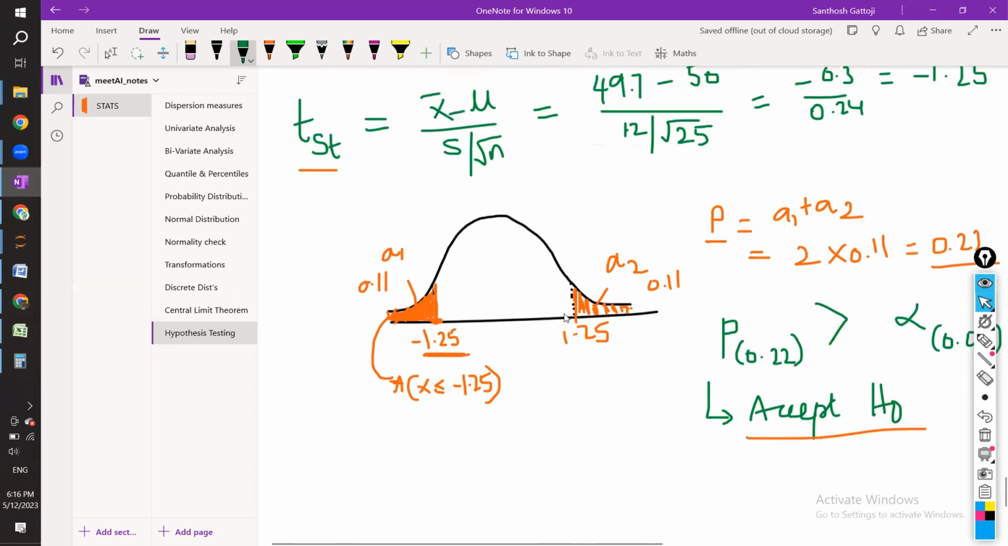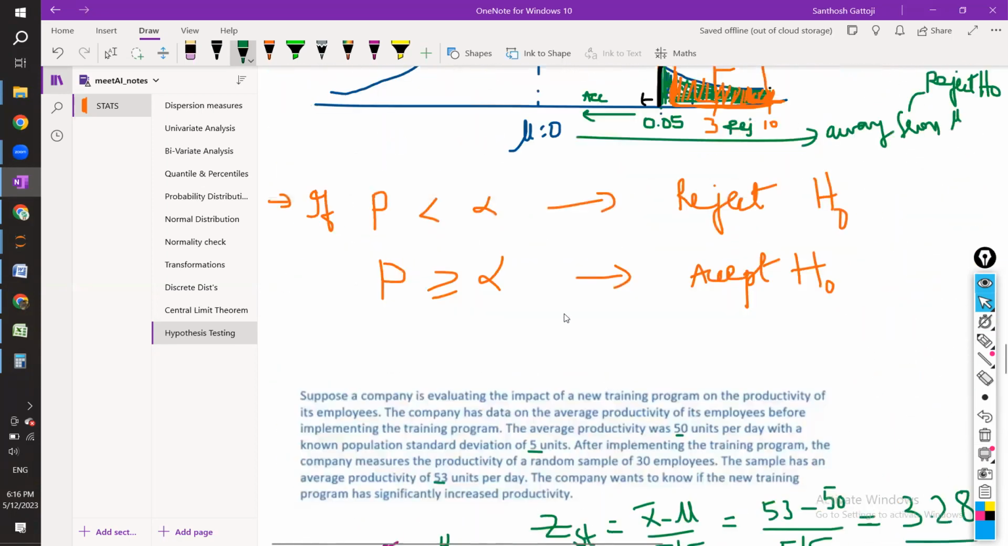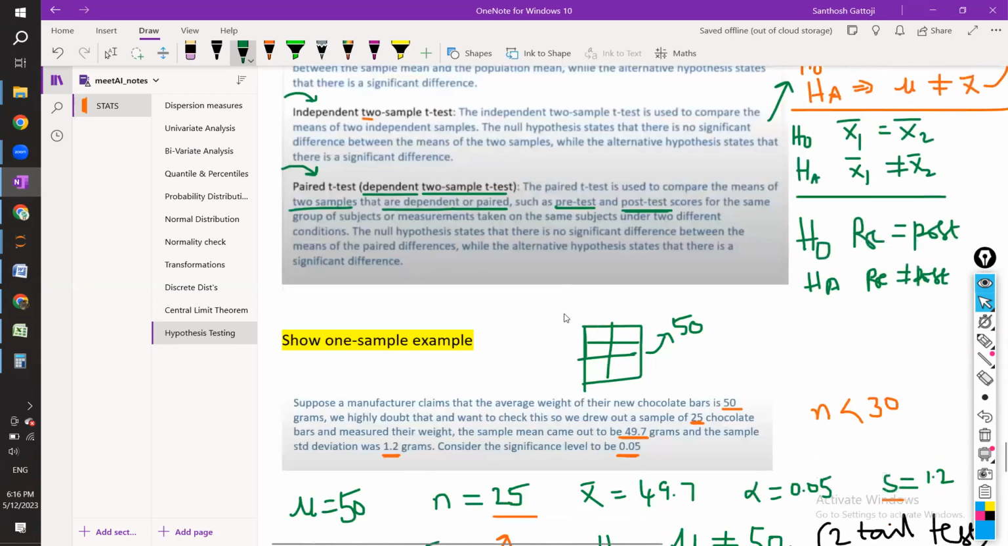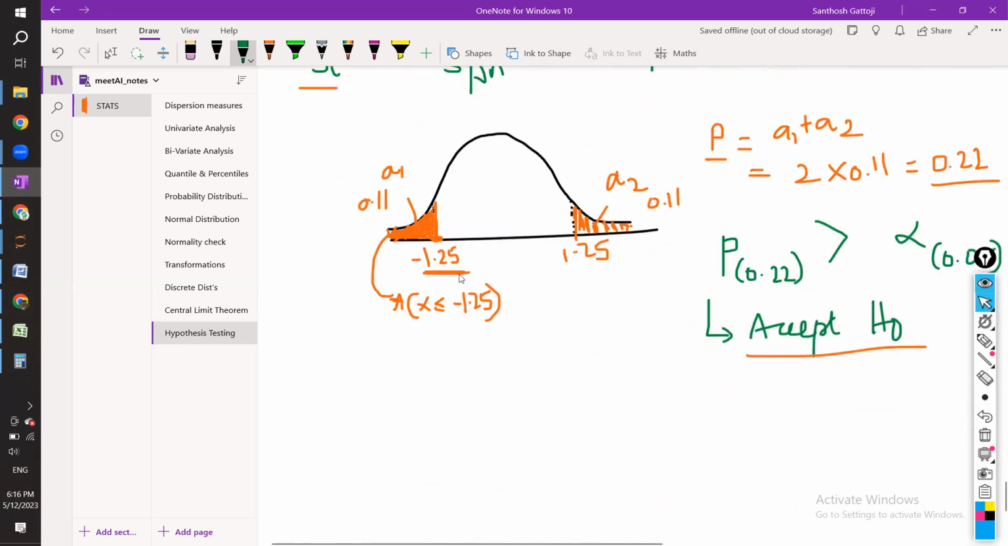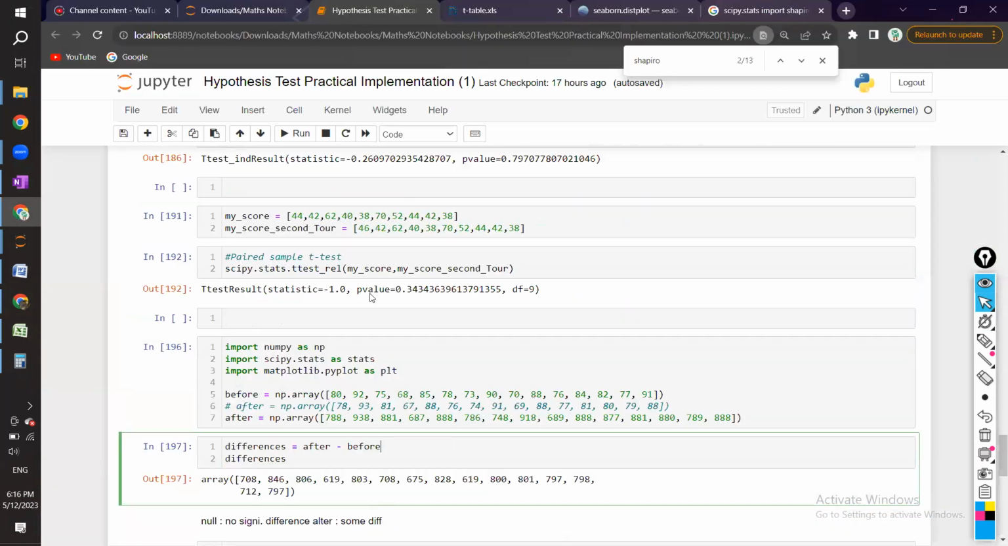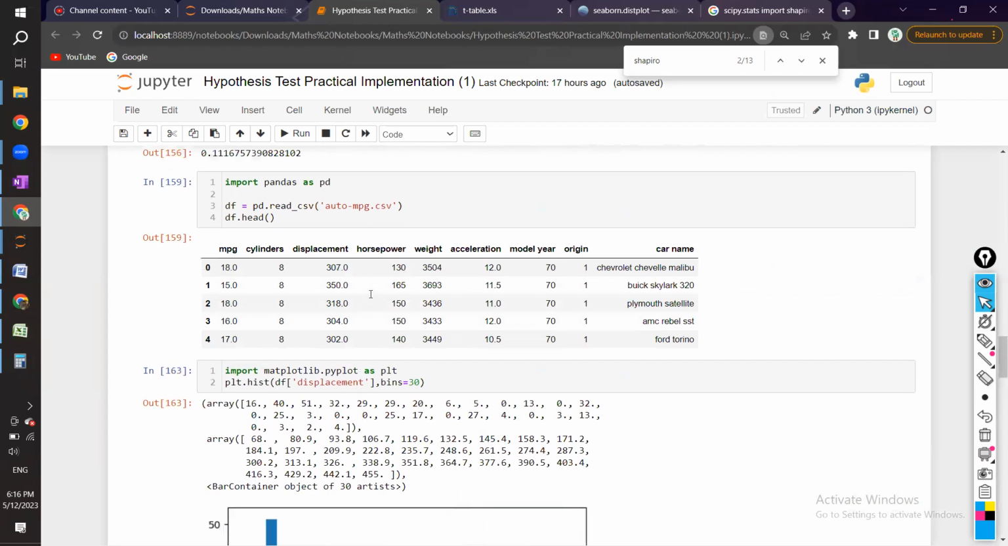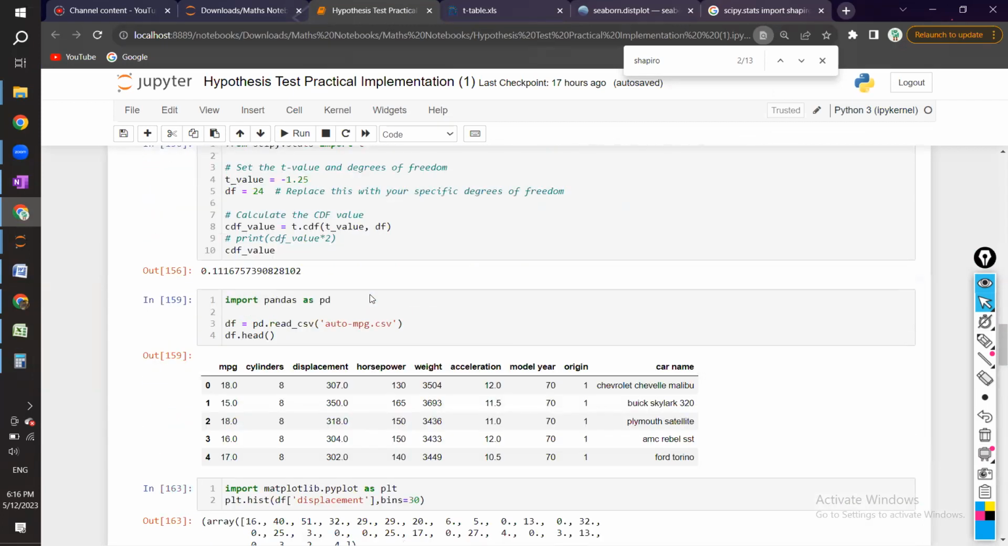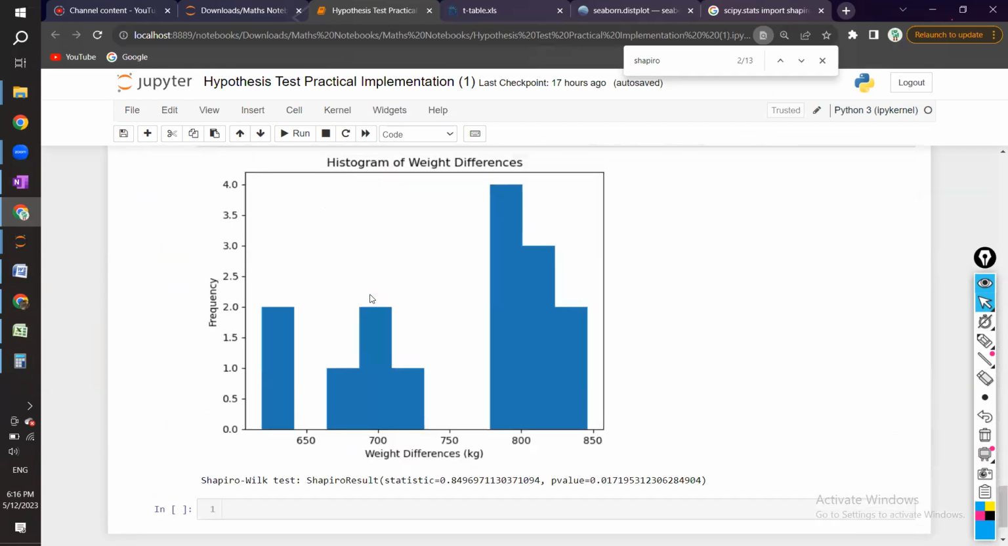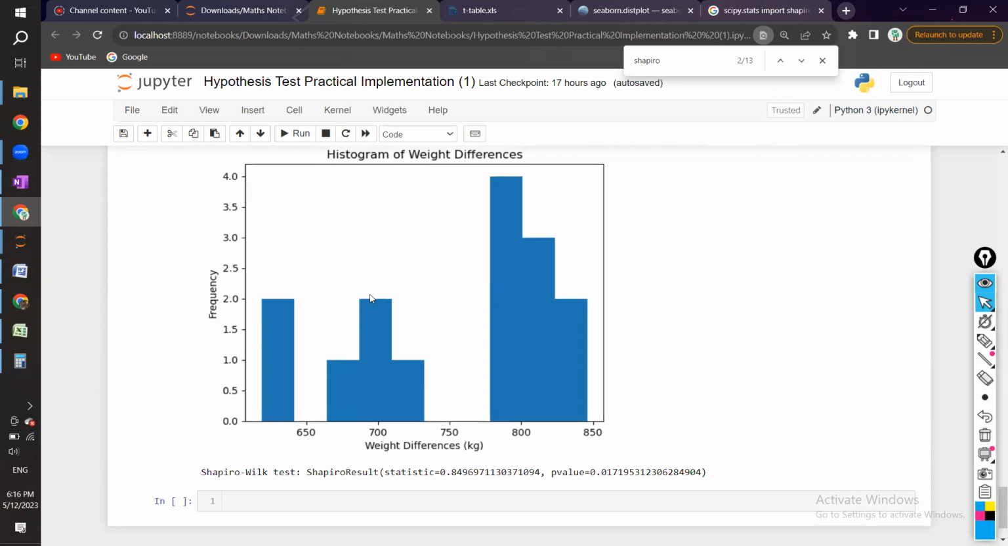Remember, p-value is not related to one single test. That is a general topic. You can use it for the z-test, you can use it for the t-test, and you can use it for the Shapiro test. Different types of tests you can use it with to find out whether to reject or accept the null hypothesis. It is not only related to normal distribution. The p-value is just telling whether you can accept or reject the null hypothesis.